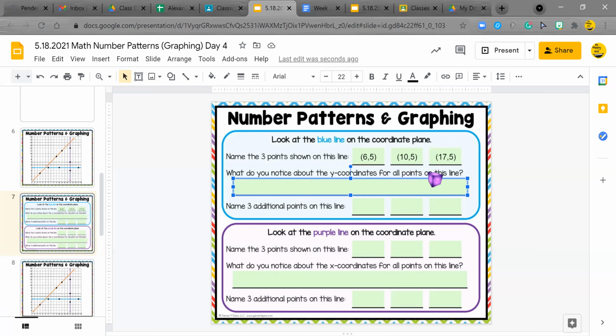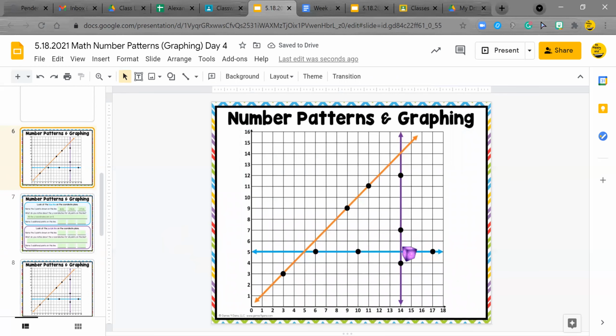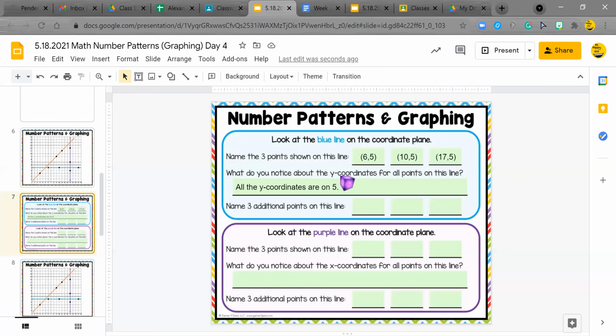What do we notice? So all the y coordinates are on 5. Did you see that? Right here, 5. All the y is equal to 5. And if we look up here, what's my y's?